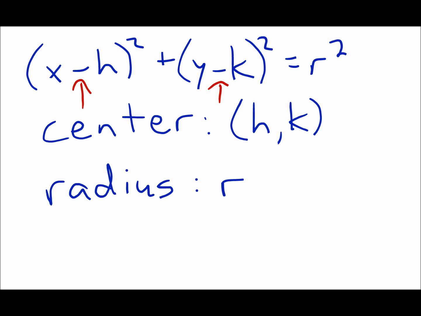The radius is r, so you will have to take the square root of whatever is on this side. Be prepared to be given the diameter sometimes, and you would have to use half of the diameter to find r. Be prepared to be given the center of a circle and a point on the circle, and you would have to use the distance formula to find the length of the radius.